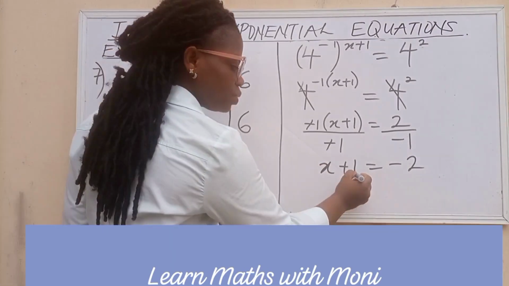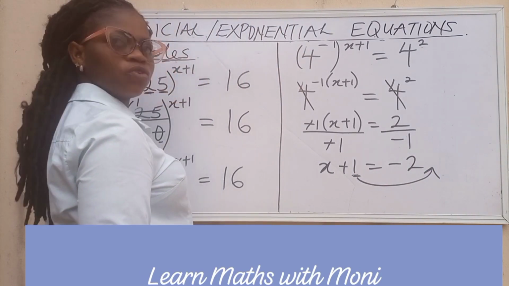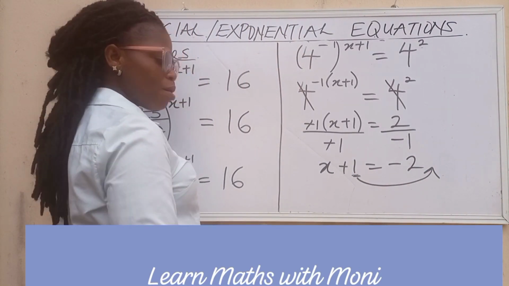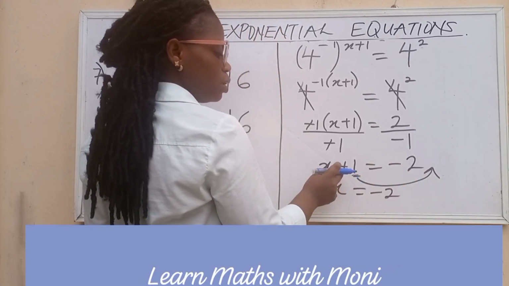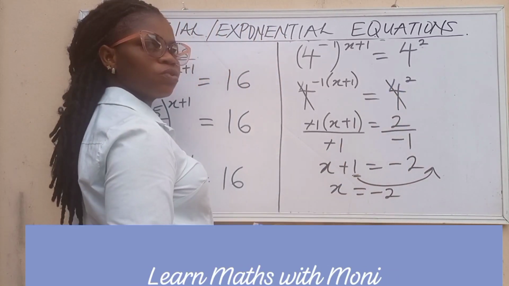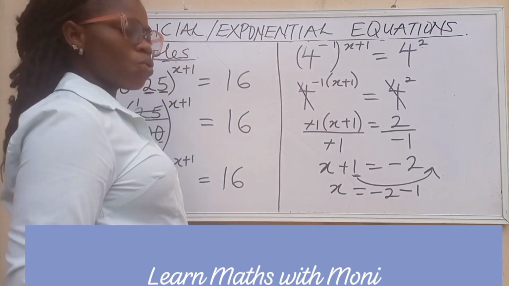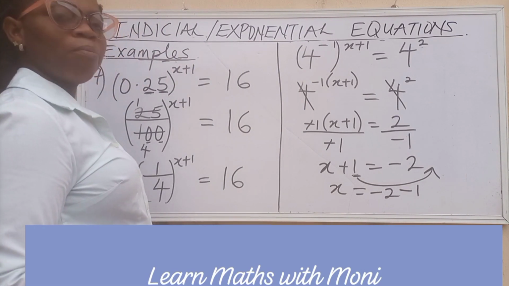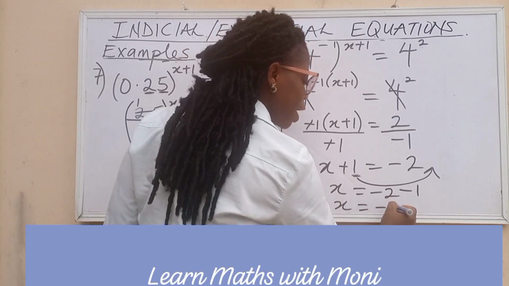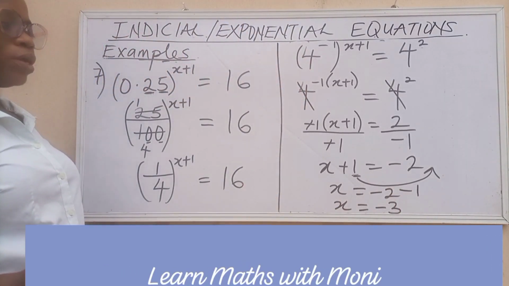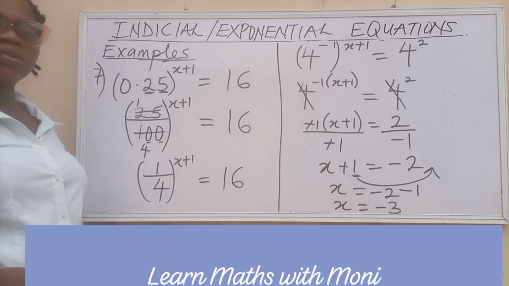Collecting like terms, I'll take this plus 1 to the other side, to my right hand side. So on my left hand side, I am left with x equals to minus 2. This plus 1 going over equals to the right hand side becomes minus 1. So I have x is equals to minus 2 minus 1. Minus 2 minus 1 is equals to minus 3. So the x that is sought after is equals to minus 3.